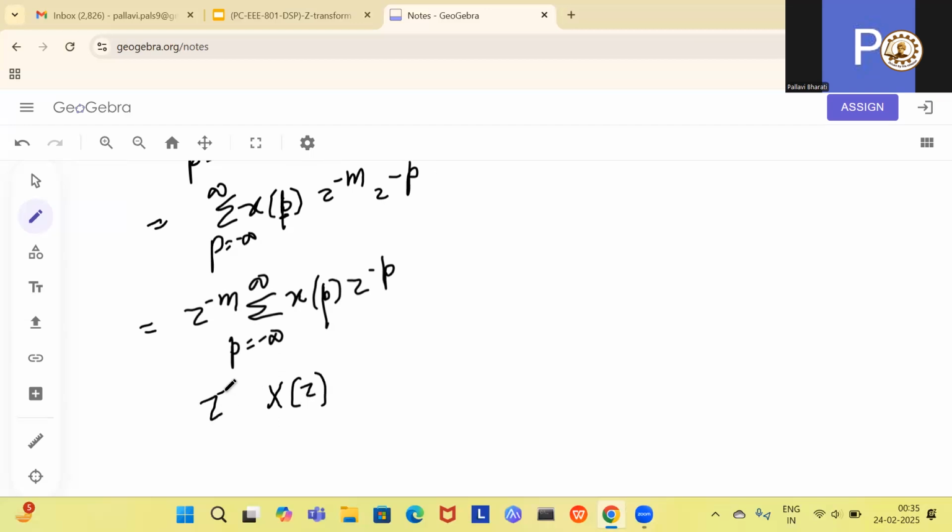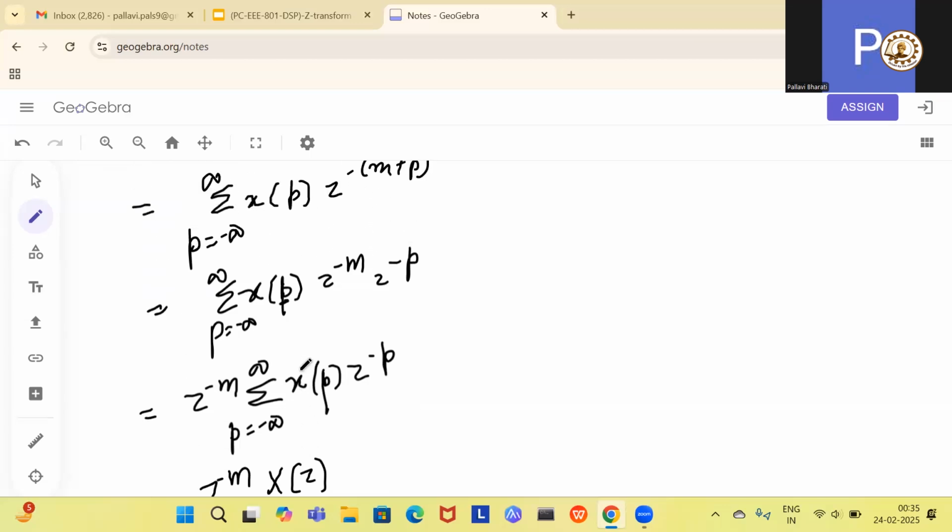Sorry, this is z to the power minus n, and this one is the Z transform of x of n. In the place of variable p, you can think of it as a variable n. So this is the time shifting property which we have proved.